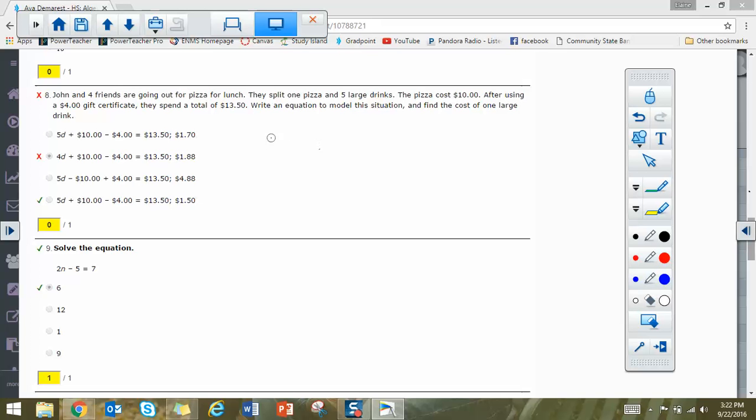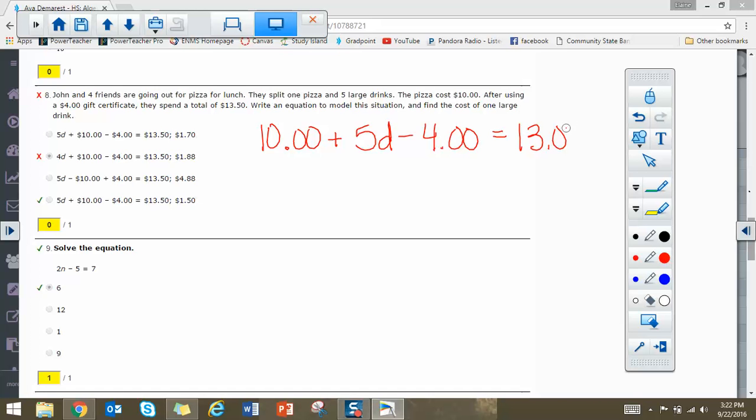So we're going to look at the cost of everything first. They have $10 for the pizza. They have 5 large drinks. We don't know how much the drinks cost, and it looks like they use the variable D. And they have a $4 gift certificate. So $10 for the pizza plus 5 times the amount of the drinks, subtracting the $4, and it says that they spent 13 altogether. So there's the equation that we would write. You'll notice that they just put the 10 and the 4 together, and I just have them on opposite sides of the 5D. That's still okay, I'll get the same answer.